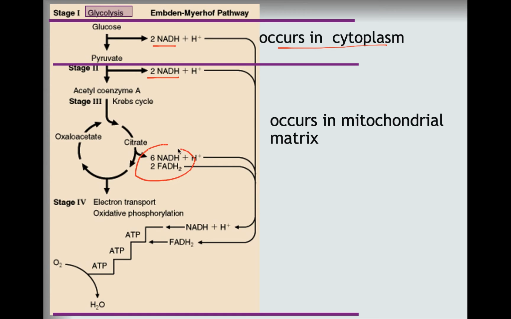We get even more reduced compounds to send to electron transport, so we've got lots of electrons to send down through there. And so stage 2, then stage 3, and then we finish up with stage 4, which is electron transport and oxidative phosphorylation together. Separate processes, different jobs, but they're almost always linked. And so that's why we list them together as stage 4, and we don't break them up.